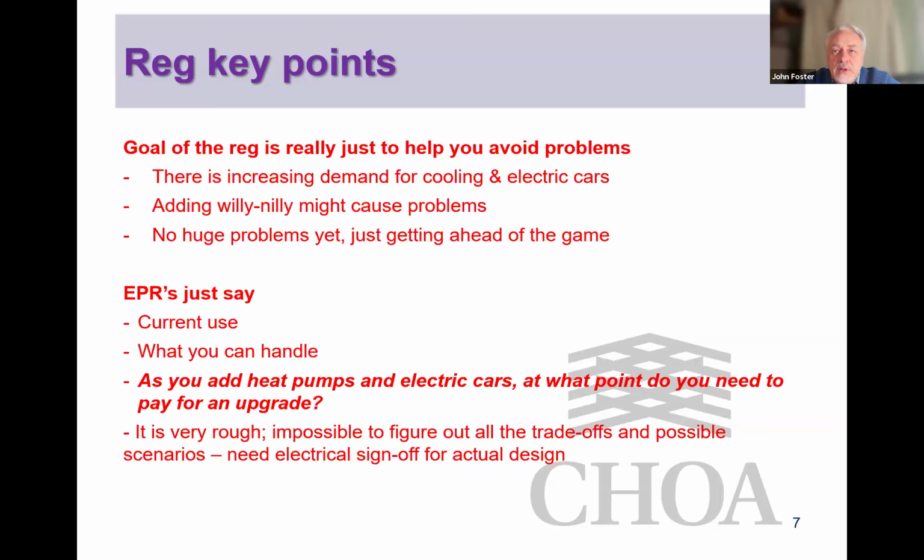And the contents of them, really, they just say what is the current use in the strata, what is the current capacity, what can you handle, and then if you add more heat pumps and cars, at what point would you need to think about upgrading your electric system, either the capacity coming in, the transformer, or the distribution inside the system somewhere. It is very rough at this point, these EPRs. It's very difficult to put together a complete picture because, of course, the future is unknown in terms of how many heat pumps you will have demand for in electric vehicles.